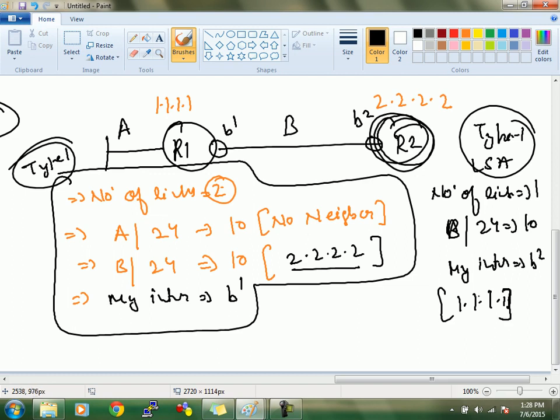Clear? This thing is clear? Now R1 will send its type 1 LSA to R2. Fine. R1 will represent this LSA with its router ID 1.1.1.1. R2 will represent its LSA with its router ID 2.2.2.2.